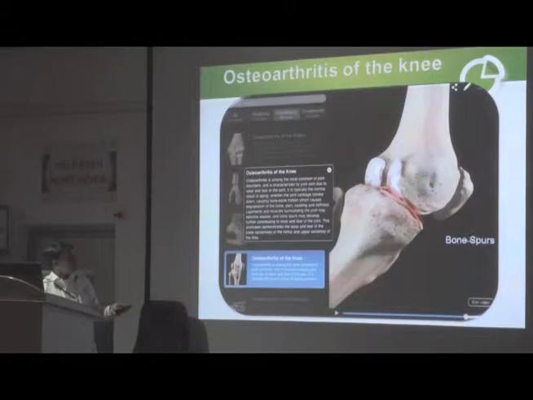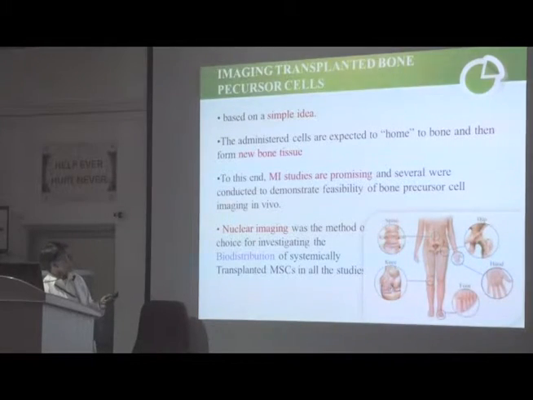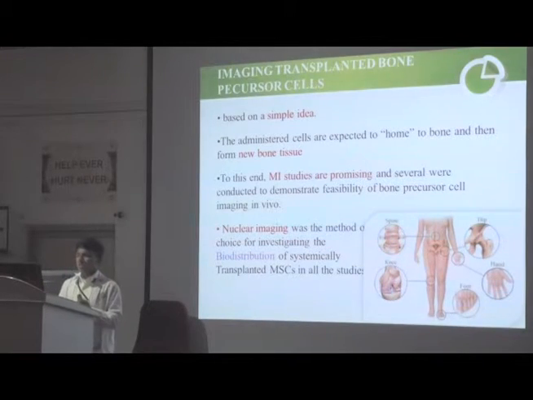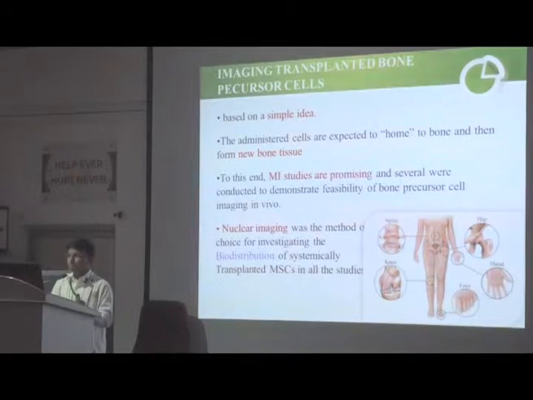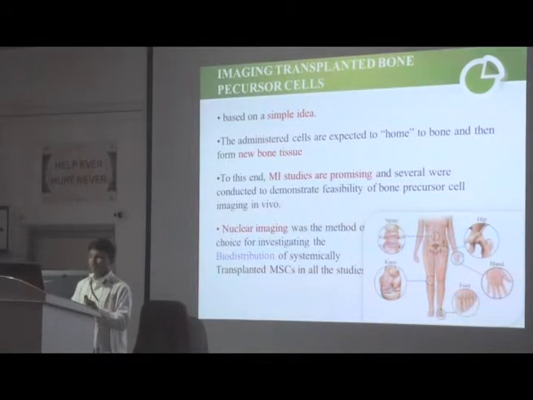Here it gives the bone spurs. This leg shows the osteoarthritis of the knee. It's one of the most common joint disorders and is characterized by joint pain. Here is the formation of the bone spurs. Again, molecular imaging of transplanted bone precursor cells. It's based on the very simple idea that the administered cells are expected to form bone and then new bone tissue.